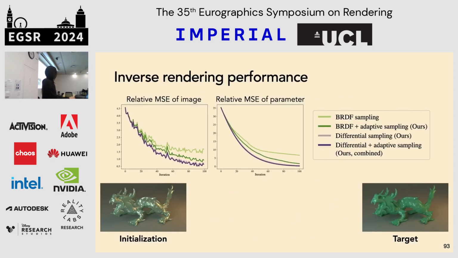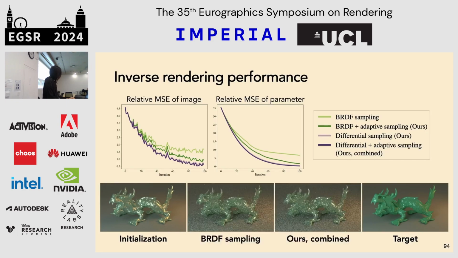Lastly, we find that our method's improvement in gradient estimation does lead to faster convergence in inverse rendering applications. Here we optimize for the mixture weight of the dragon's BRDF, and the initial material is more specular, whereas the target material is more diffuse. The graphs show that our combined method, shown in dark purple, produces faster convergence than the baseline BRDF sampling method, shown in light green. And here we show the optimization process. After optimization, our result looks visually closer to the target image than the result from BRDF sampling.